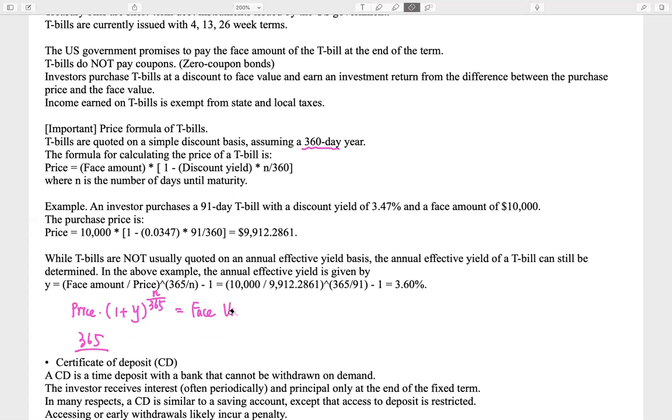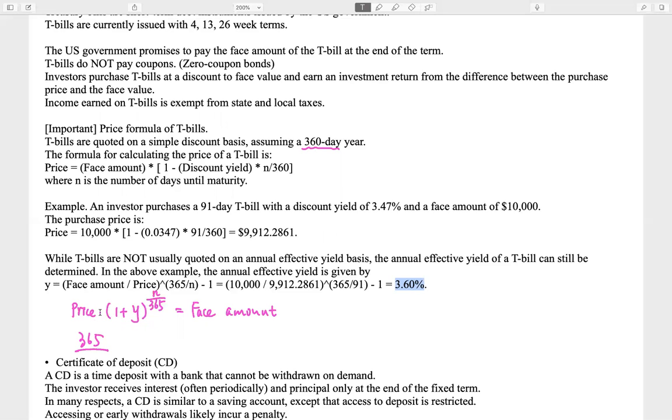We use face amount, so let's be consistent. Face amount, right? Upon doing some algebraic manipulations, you will get the formula down here. That's very obvious. From here, you can see that the annual effective interest rate is actually different from the discount, because they have different meanings. This is what we always call the D.